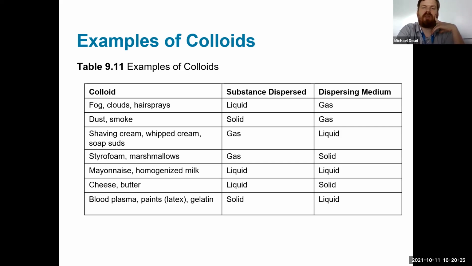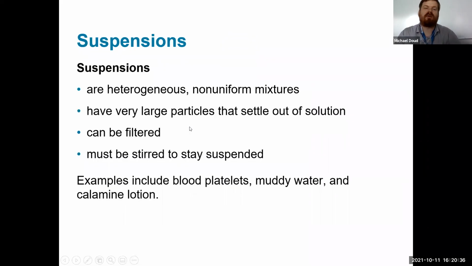And then finally, blood is another good example of a colloid, where you have solids that are dispersed into a liquid. You have blood plasma as your liquid, and then blood cells would settle out if they were allowed to. So those are colloids. Now, they differ from suspensions in certain ways.